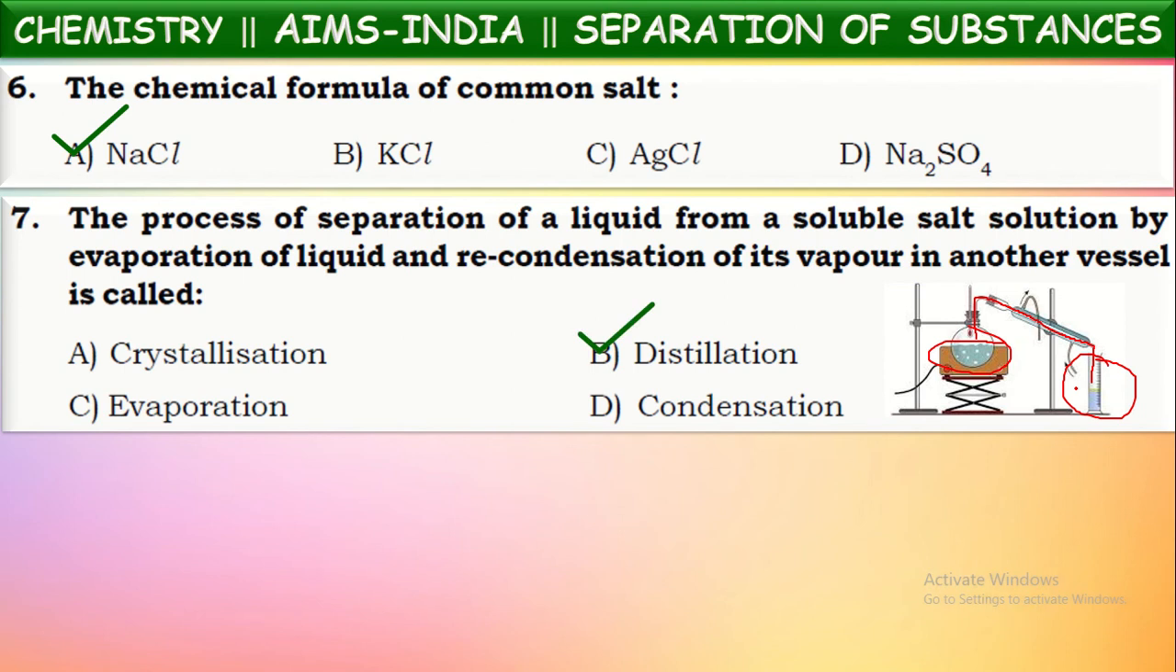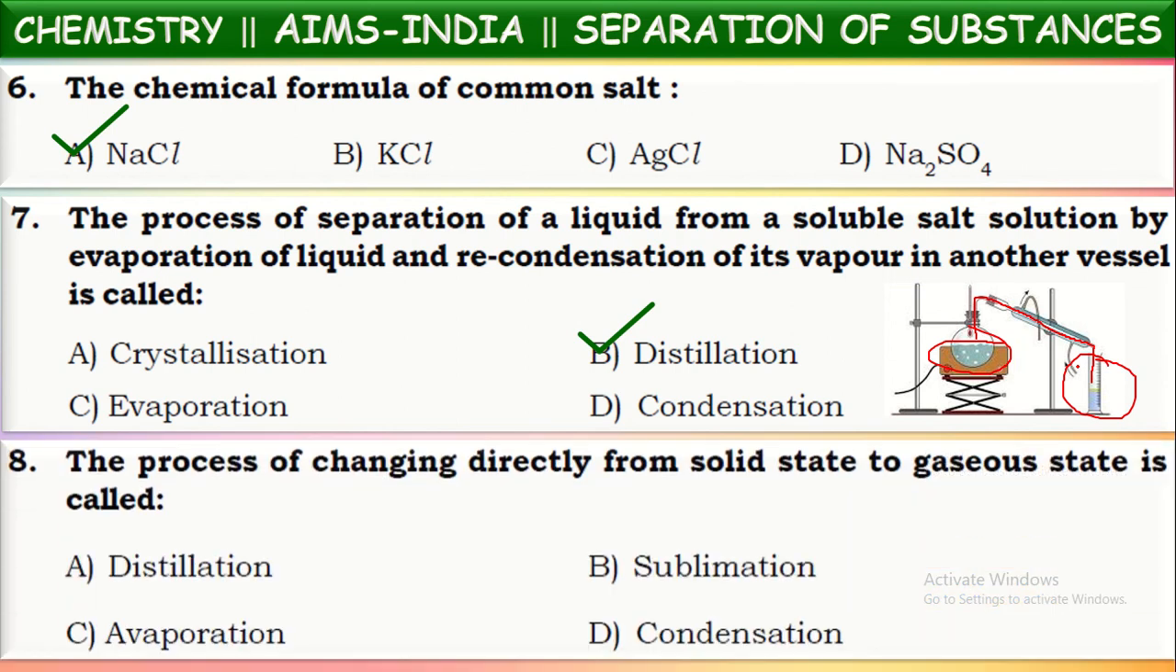Distillation involves evaporation of the liquid first and then condensation of the vapors of that liquid. This process is called distillation. And the pure liquid obtained is called distilled liquid. If it is water, then it is called distilled water, which is the pure form of water.